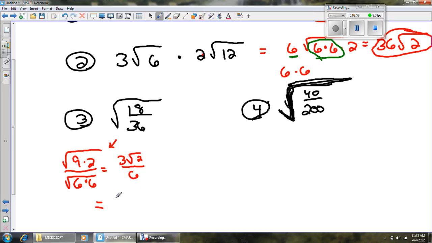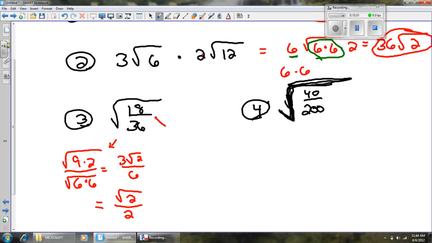But I could have. Now, we are far enough along in our math careers that we should not be writing 1s in where they don't belong, where they're unnecessary. And there is a simplified version of rad 18 over 36. Now, I am going to do this another way.